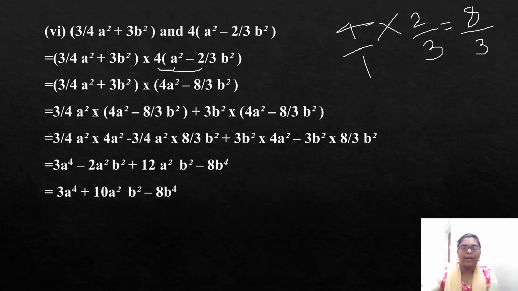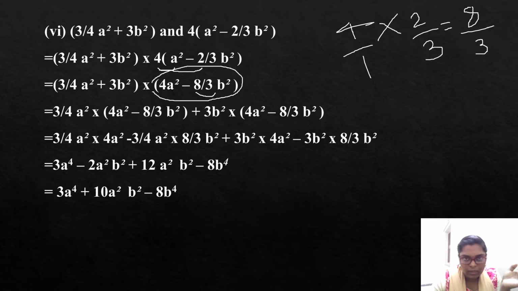So 8 by 3. That's what here I have written, 8 by 3 b square. Okay. Next 3 by 4 a square. Next the problem starts. Take this first term 3 by 4 a square and the full term I have written to multiply. In between which sign? Plus 3b square multiplied with this full term.